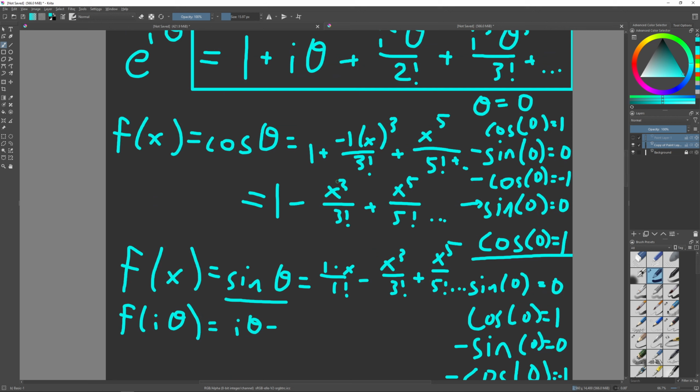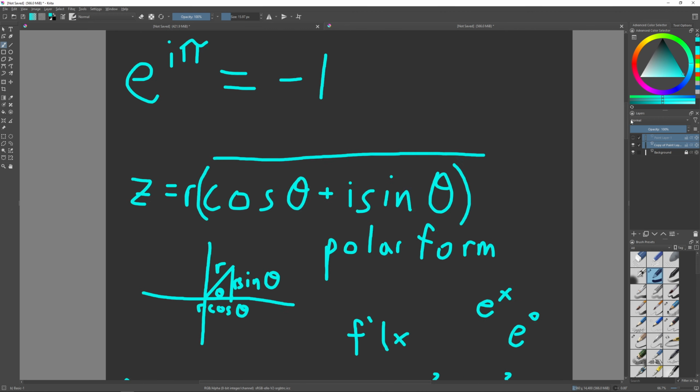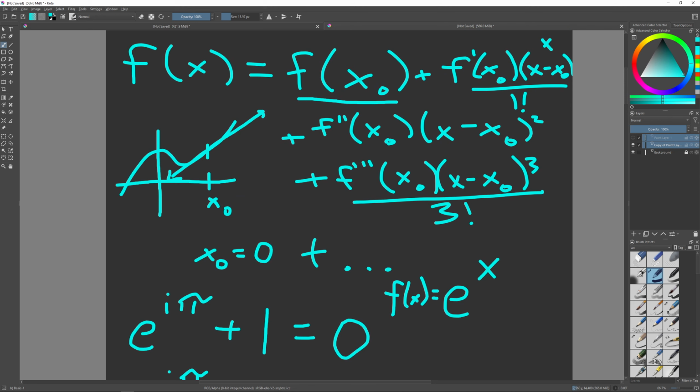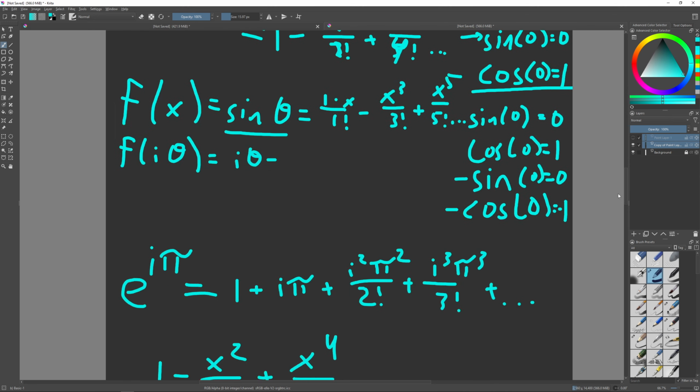I think these are supposed to be squared. I think I made a mistake. This should be cubed. Oh, sorry, this should be to the fourth. That's a mistake. Okay. Let's check that. So this was the second derivative, so it should be squared. Yeah, second derivative is squared. Okay. All right.